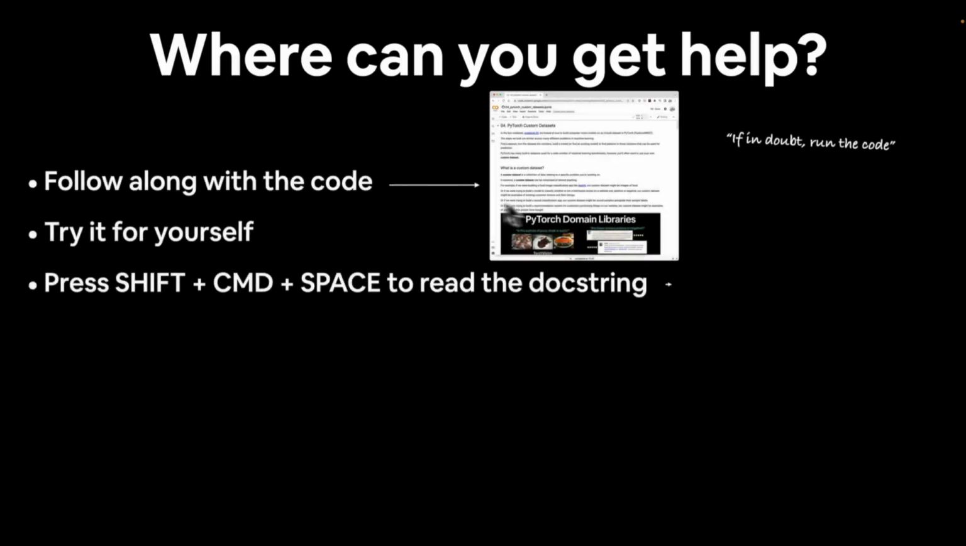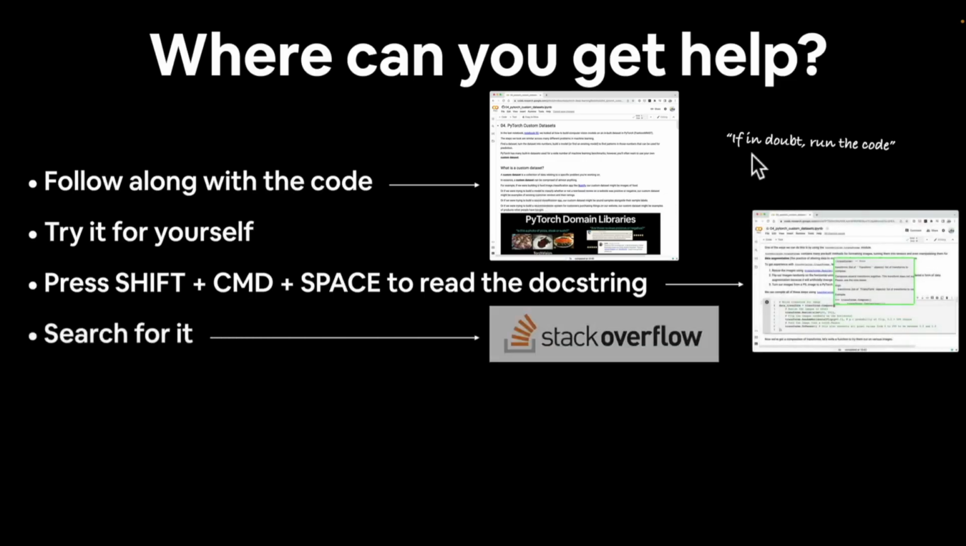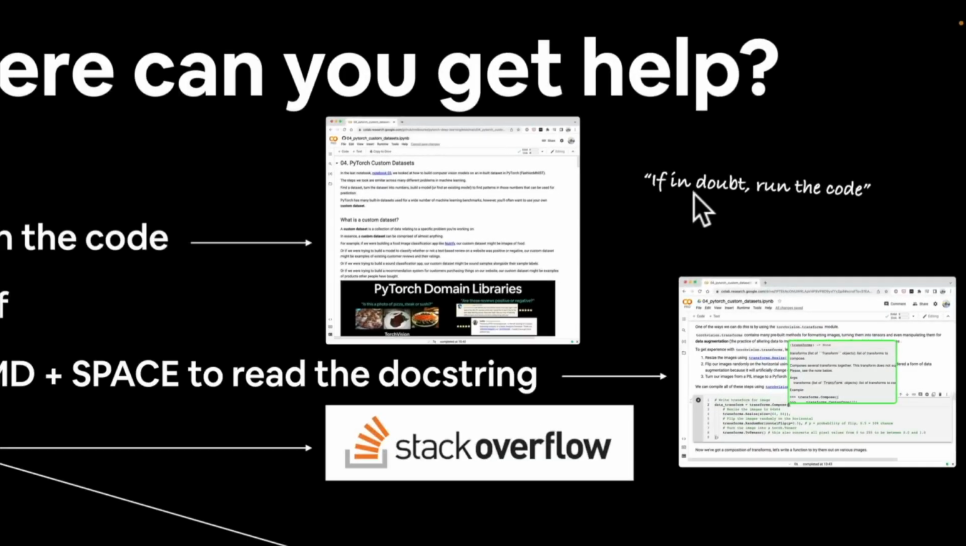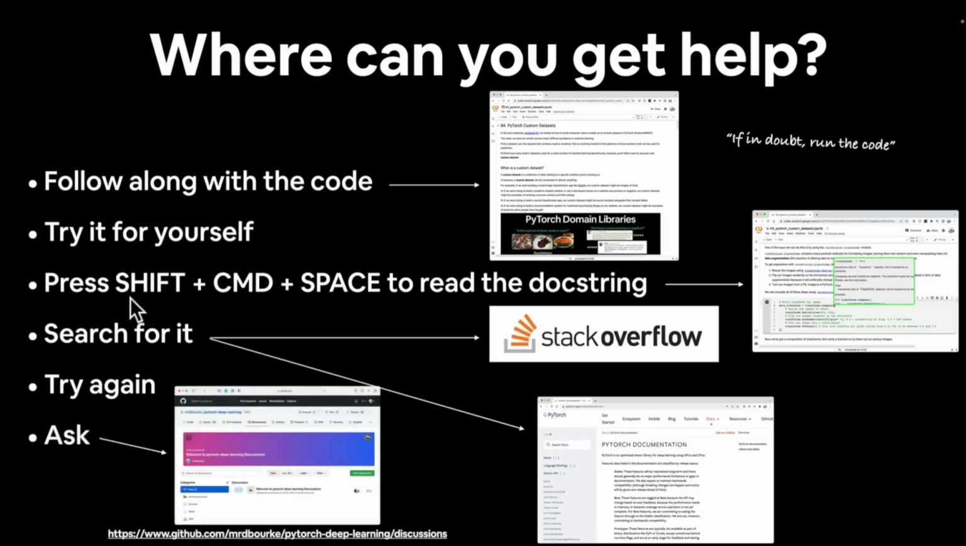Follow along with the code as best you can. We're going to be writing a bunch of PyTorch code. Remember the motto: if in doubt, run the code. That's in line with try it for yourself. If you'd like to read the doc string, you can press Shift Command plus space in Google Colab, or if you're on Windows, Command might be Control. Then if you're still stuck, you can search for it.